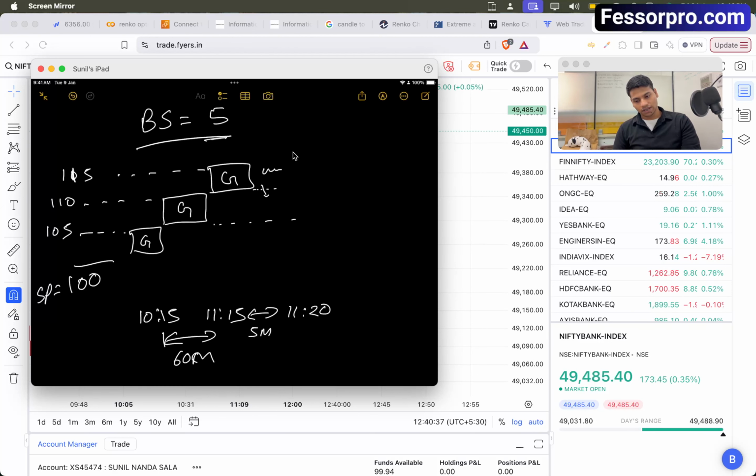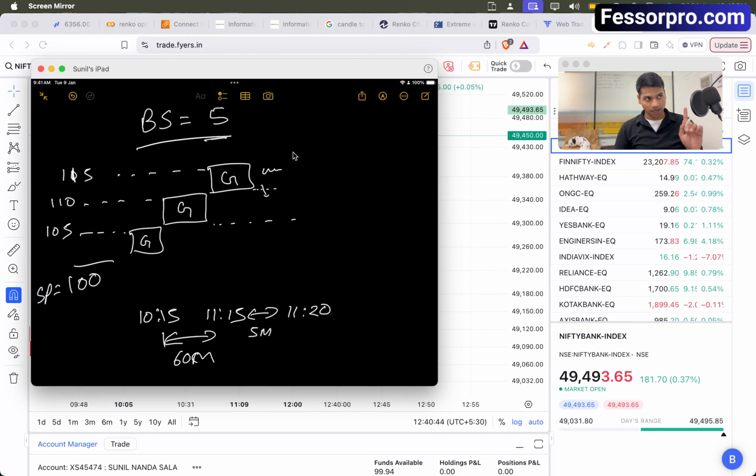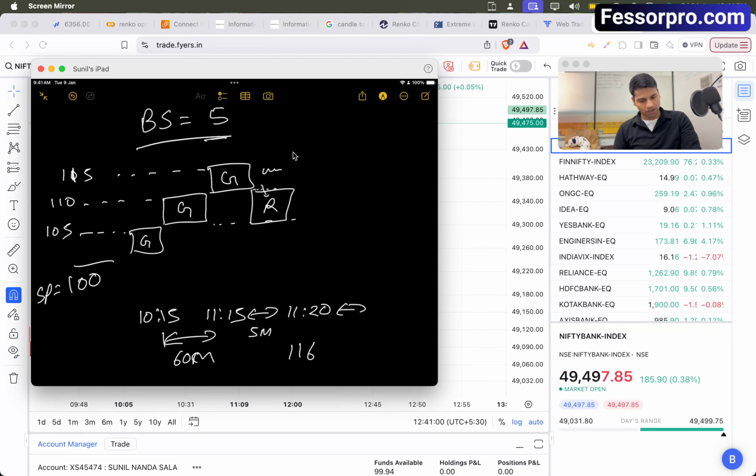So if the current price moves from 116 to 104, a 10-point move, only then will I see a negative break. So this is a green brick, this is a red brick. And when will I see the red brick? When there is a price movement of 10 points. So let's say here we have 116, and in 1 minute the price has moved to 104. So there is a 10-point movement. Only then you'll see a red brick.